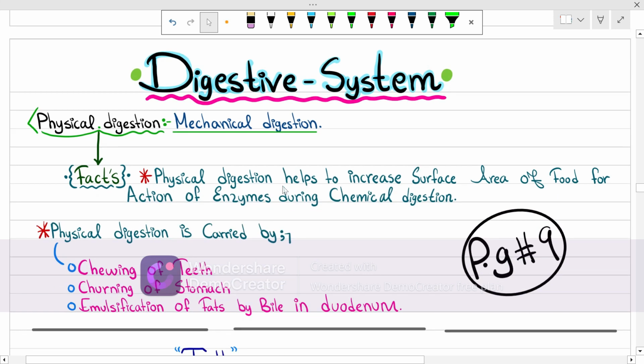Physical digestion is the same thing as mechanical digestion. This helps to increase the surface area of food for the action of enzymes during chemical digestion. Physical digestion can be carried out by chewing of the teeth, known as mastication, churning of the stomach by muscle contractions, and emulsification of fats by the bile in the duodenum, the first level of the small intestine.